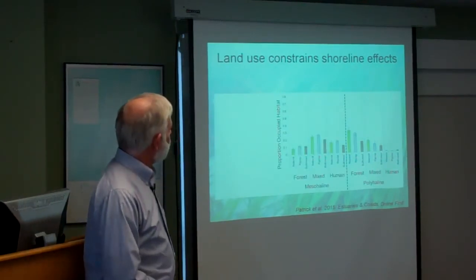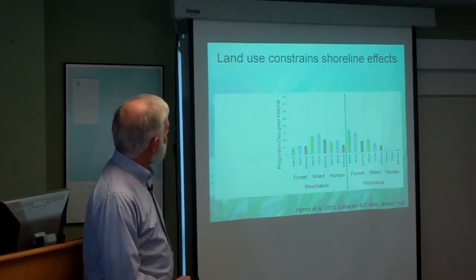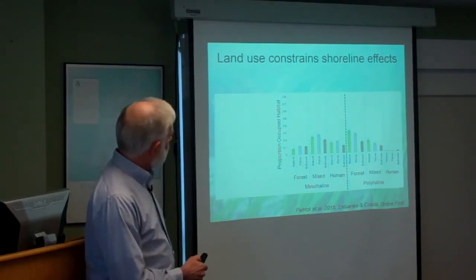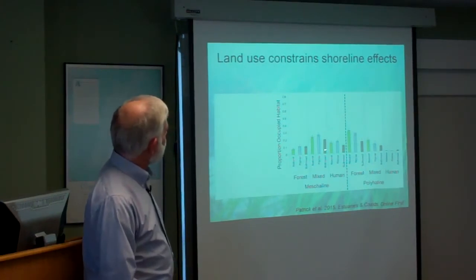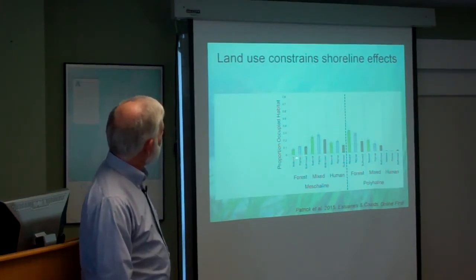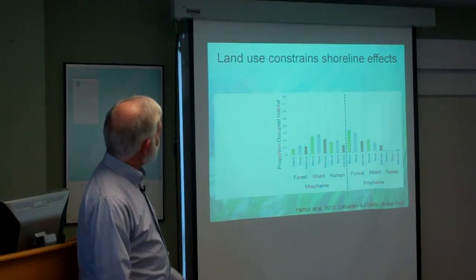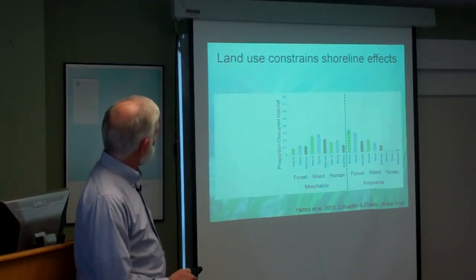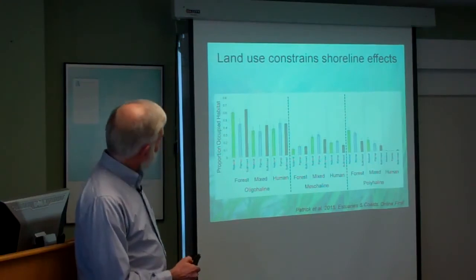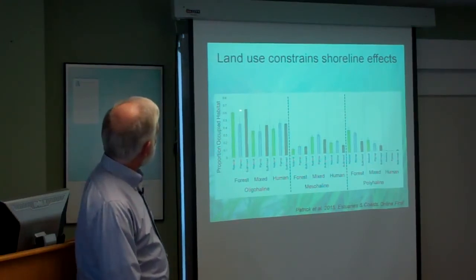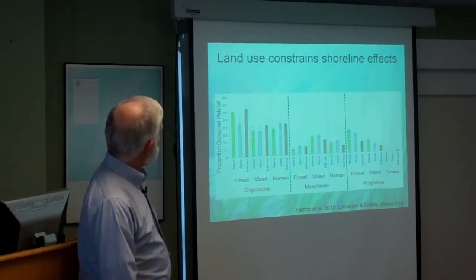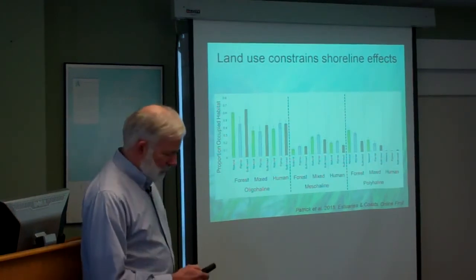The patterns were less clear in the mesohaline zone, as I showed in the previous slide. We did see the effect of shoreline hardening again, but surprisingly, forested watersheds had less SAV in the polyhaline zone than the other two types. In the oligohaline zone, we saw more SAV in the forested watersheds, but not much difference between the mixed and the human-dominated ones.